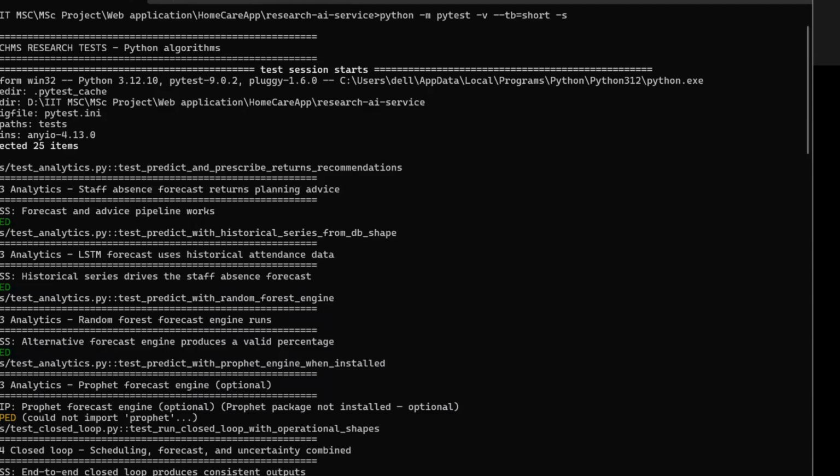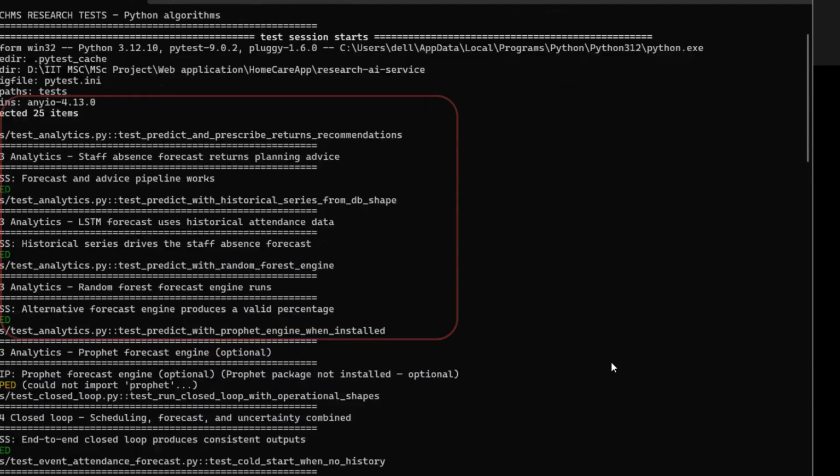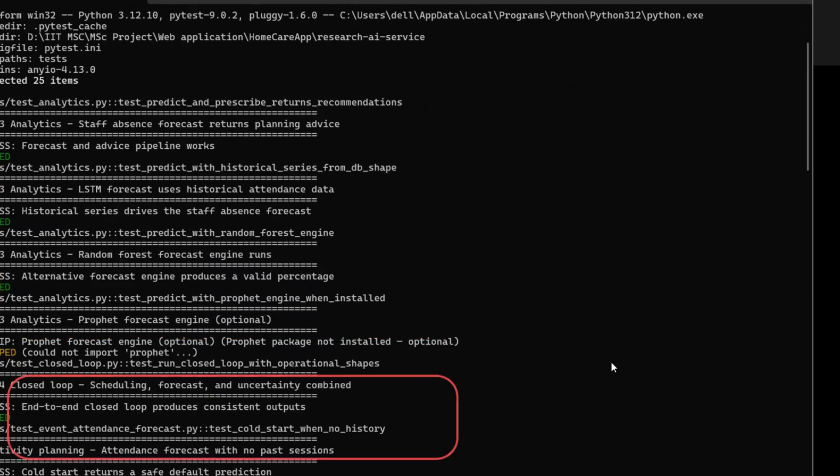This RQ3 test shows forecasting and prescriptive advice run correctly. The holdout RMSE improvement over naive persistence comes from the same analytics pipeline. The RQ4 test shows this supports the closed loop results on the slide. Advice stability is checked across recognition error levels.